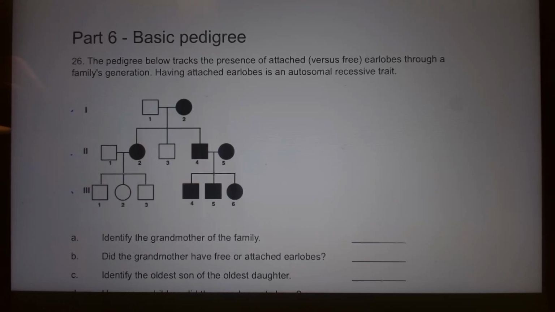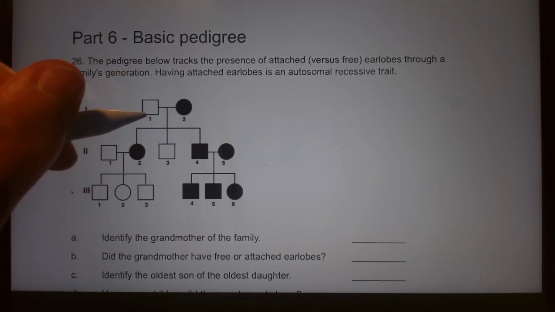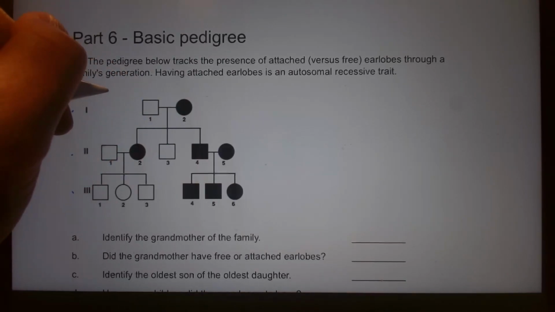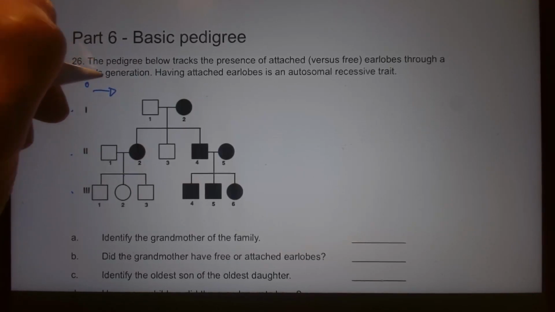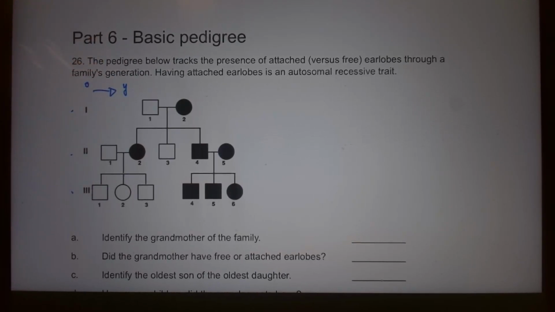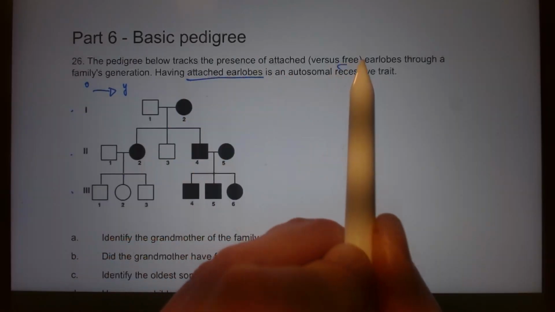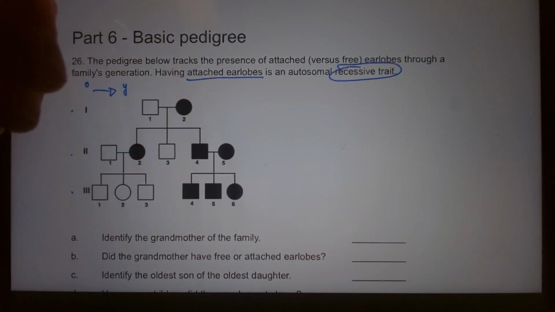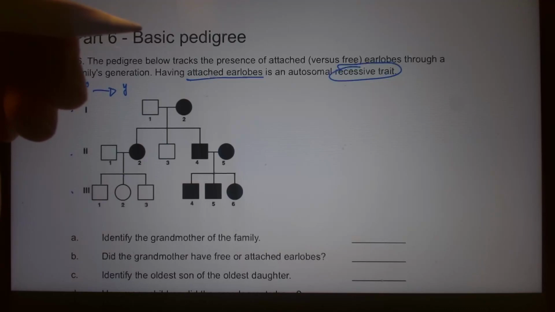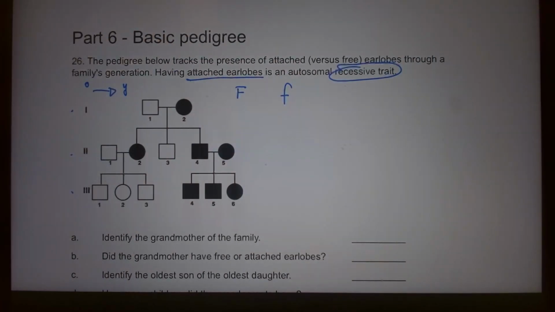And what we see is squares and circles. The circles are females, squares are males, and we read from left to right on the rows because the oldest one is here and the youngest one is on the right side. Now we are checking for attached earlobes, that they are recessive traits. So whoever has attached earlobes are showing recessive traits. Free earlobe is the dominant, and lowercase f will be the recessive earlobe.